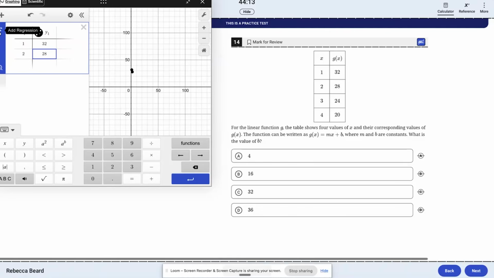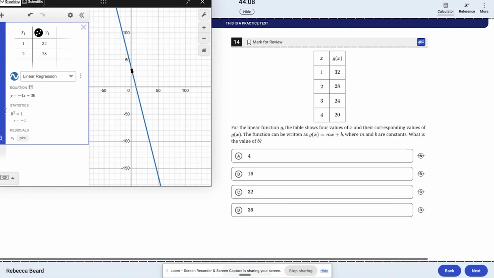You click this button, which just says add regression. Please don't stress on what that means. Just click it. And what's really nice is you have your y equals mx plus b formula right here, and then it's asking what is b, which is 36. D, you got the answer, and you get to move on.